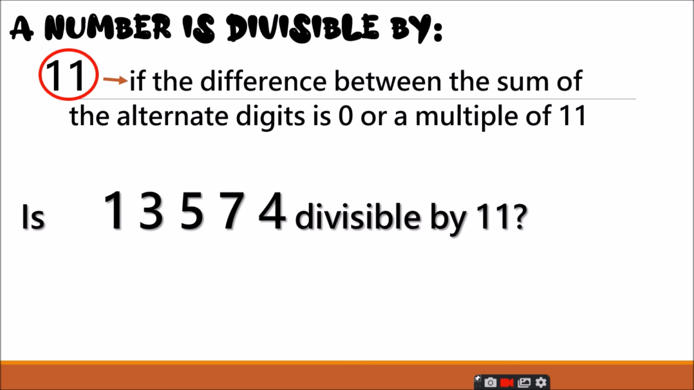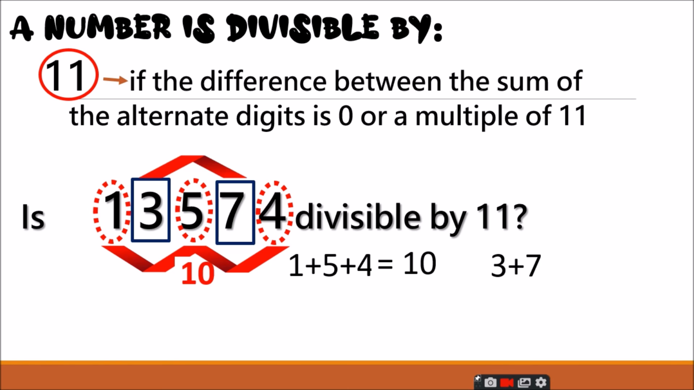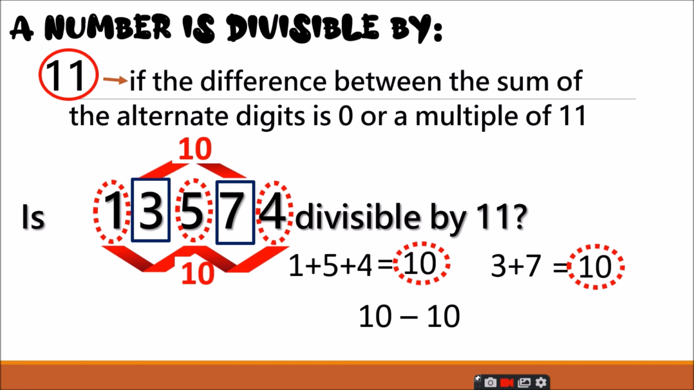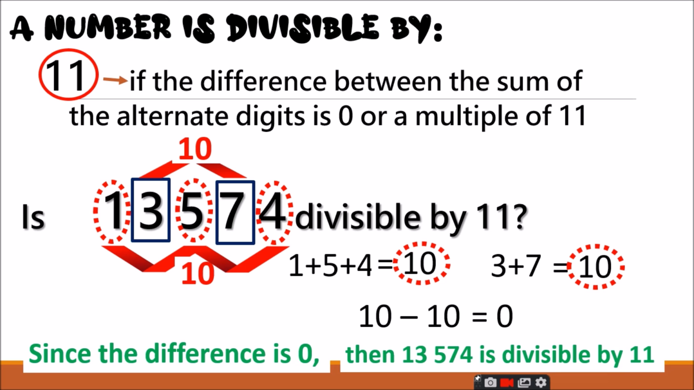Another example, is 13,574 divisible by 11? Now, let's get the sum of the alternate digits. So 1 plus 5 plus 4 is equal to 10. Another one is 3 plus 7 is equal to 10. Now, let's get the difference. 10 minus 10 is equal to 0. So, since the difference is 0, then 13,574 is divisible by 11.